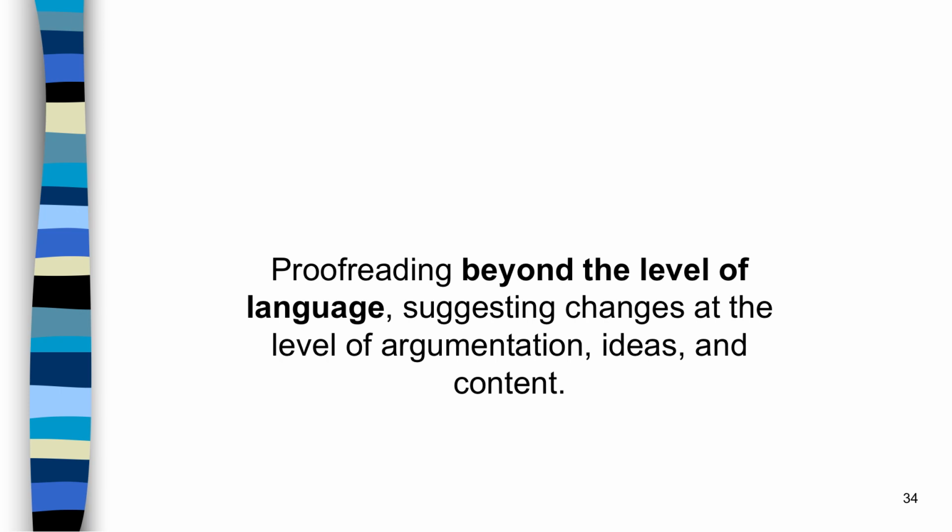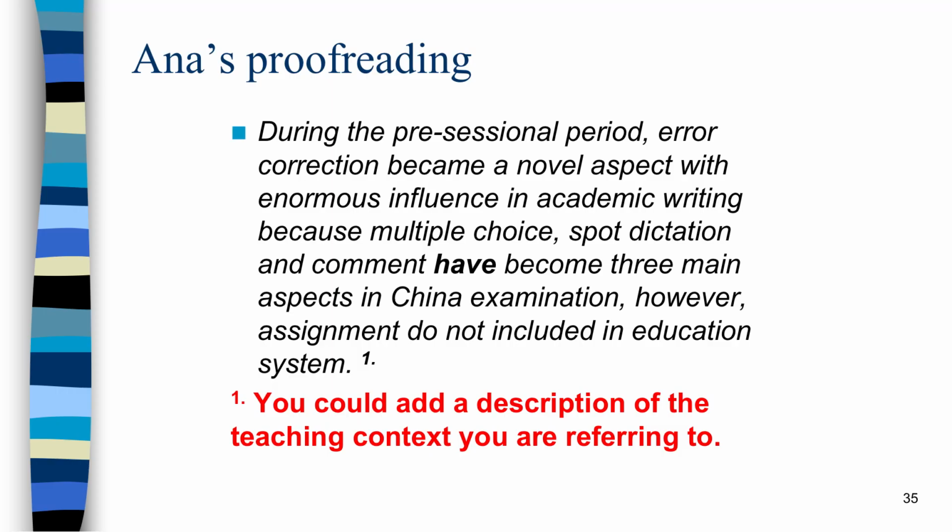Finally, there were other kinds of proofreaders who made changes beyond language in terms of content, argumentation, ideas, one of whom was Anna. And you can see Anna's comment here in red at the bottom. So on this sentence, Anna writes to the writer, "You could add a description of the teaching context you're referring to." So the significance of this intervention is that it's not about language at all. It's about how good the writer's argument is, how much information the writer decides to supply, and it's about content.